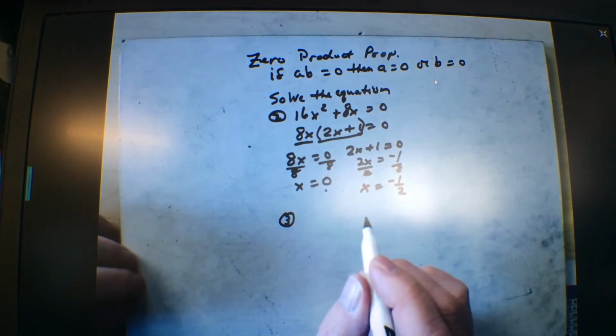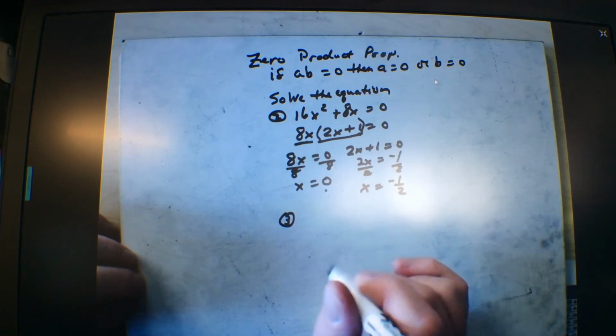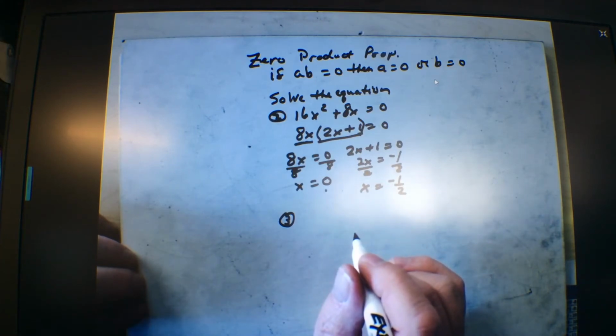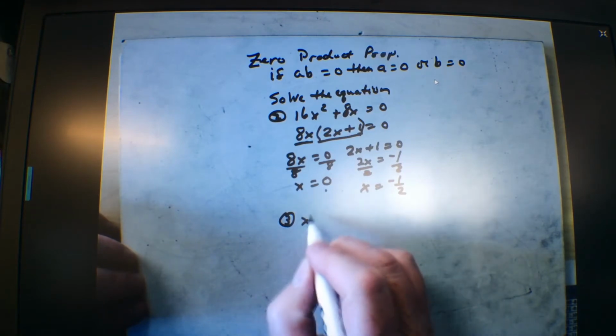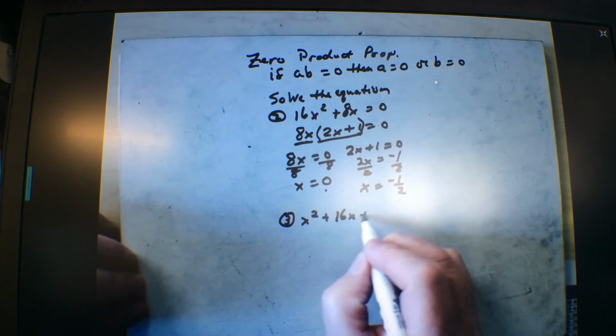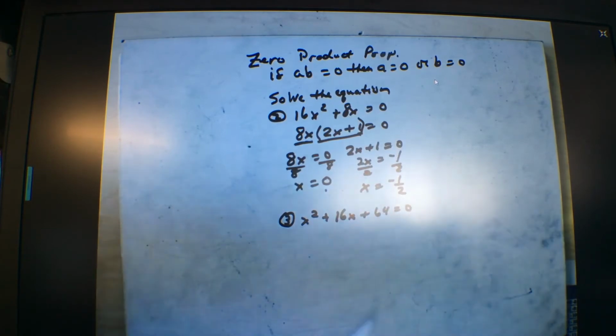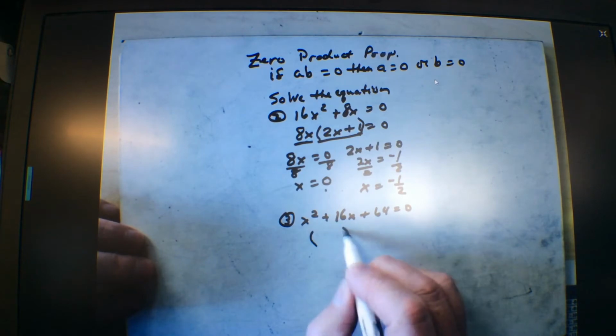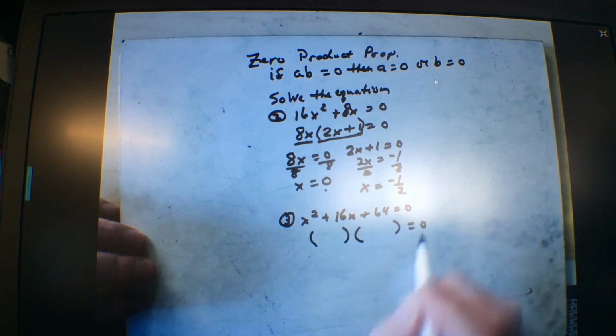Well, what if there's 3 terms? Sometimes in 3 terms you got to factor a little bit differently. Okay. Let's take x squared plus 16x plus 64 equals 0. Whenever you have 3 terms, you should look to factoring using reverse FOIL. That makes sense? So I would do this. Do you remember this? Yes.